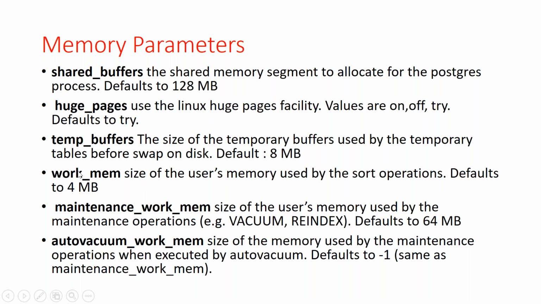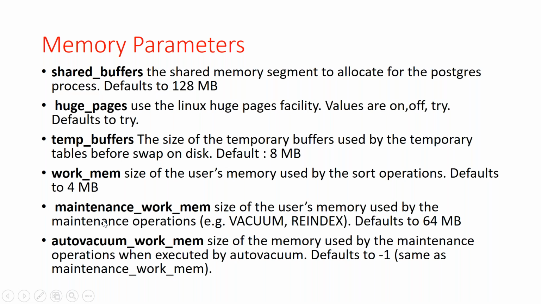Work memory applies when you're doing normal operations, select statements or whatever. But whenever you type a command vacuum, or a command reindex, which is just a rebuild of an index, then it defaults to 64 MB, and it comes under maintenance work memory.